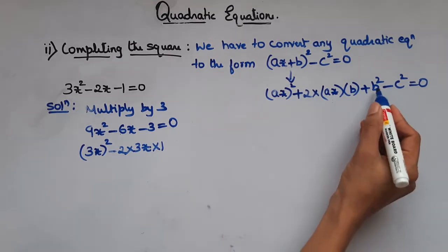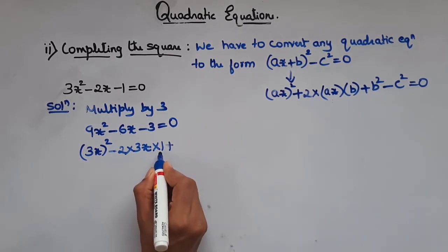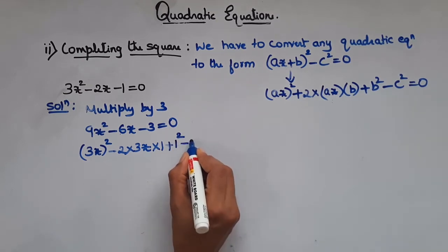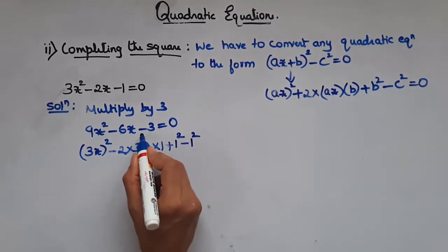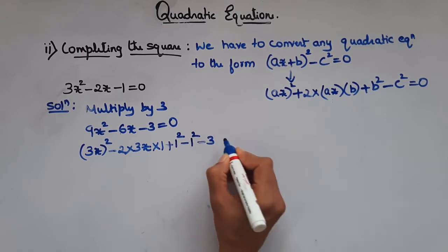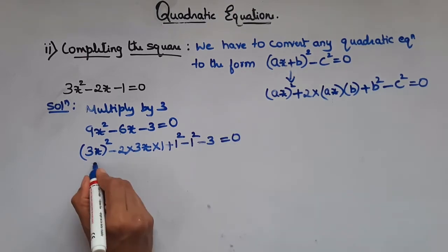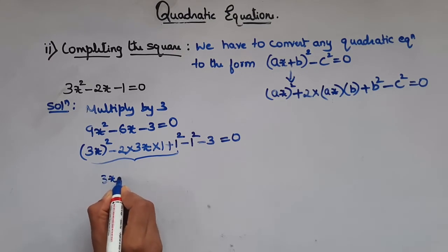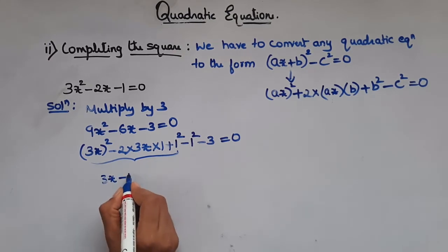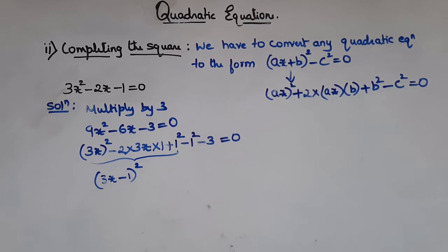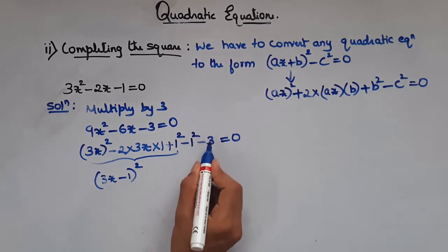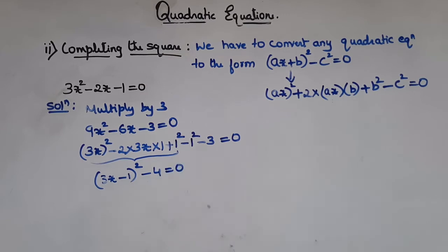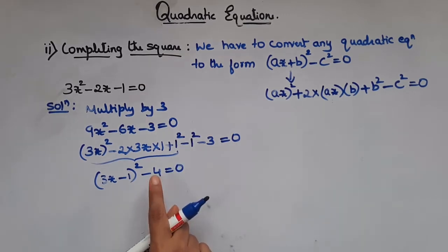So now we want B square. Here in this case the B is 1. So 1 square, when you add 1 square, you have to subtract 1 square as well, right? Then we have minus 3 here, which is equal to 0. Now this whole term can be written as 3x minus B, which is 1, the whole square. Agreed? Minus 1 and minus 3 is minus 4, right? Minus 4 is equal to 0.